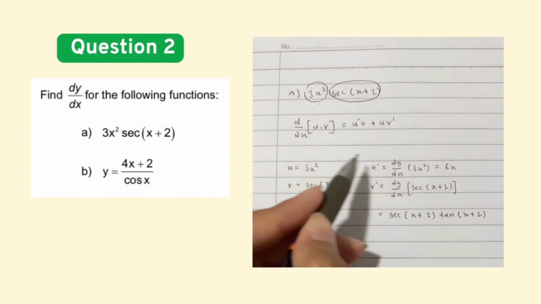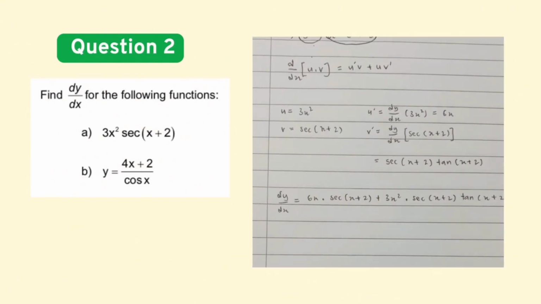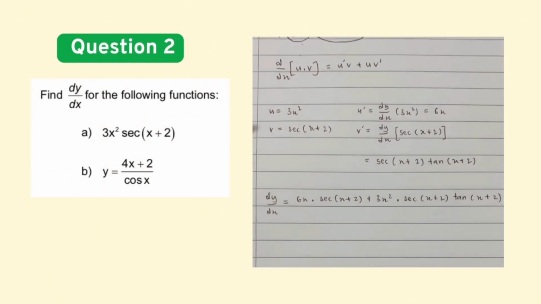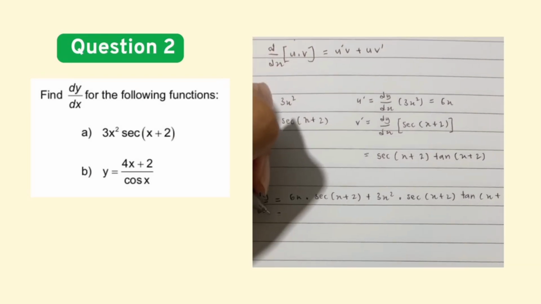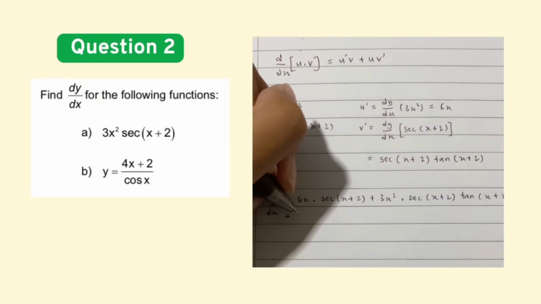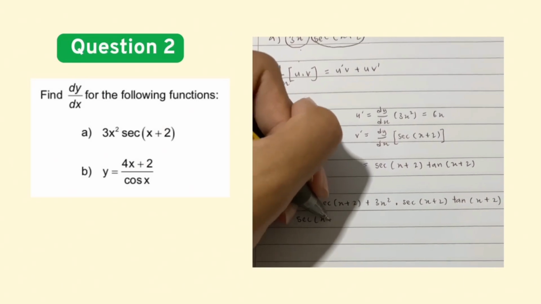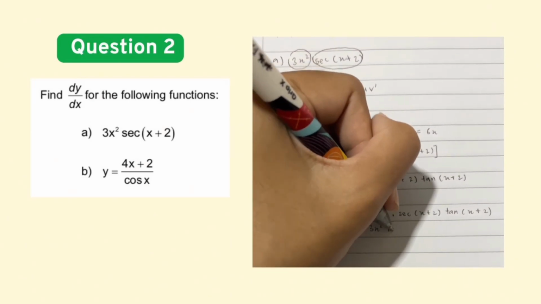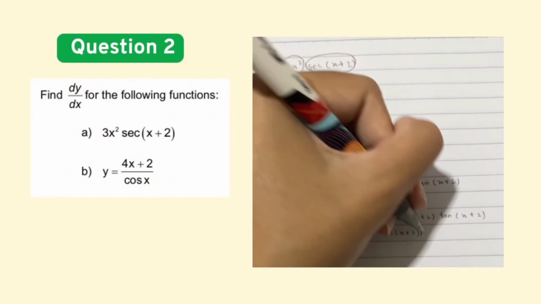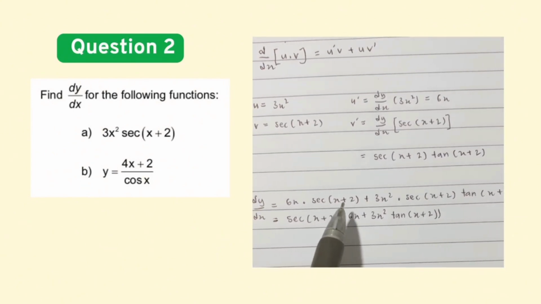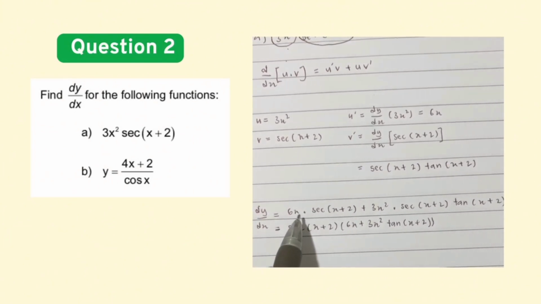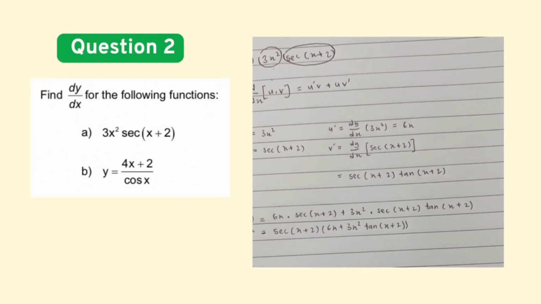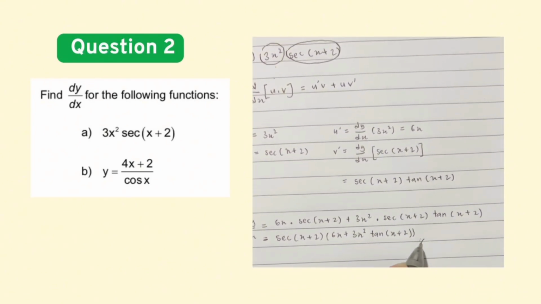So now we have to put this into the formula. So this is what you will get after putting all of this into the product rule. Now it is a bit messy and long, so you can factorize it like this. As you can see, I have factorized this sec x plus 2 because this 6x has sec x plus 2, this 3x squared has sec x plus 2 as well. So this is the final answer for A.